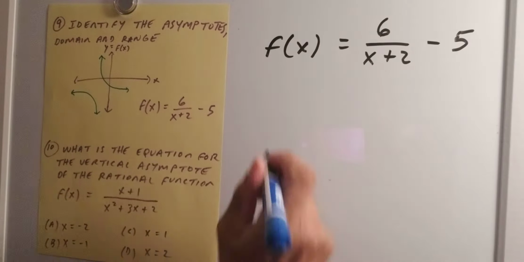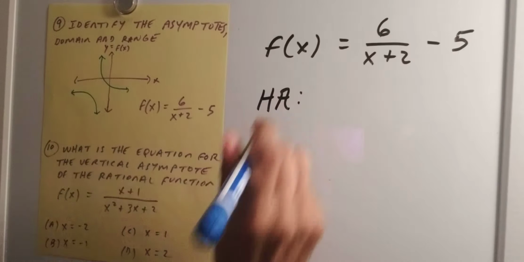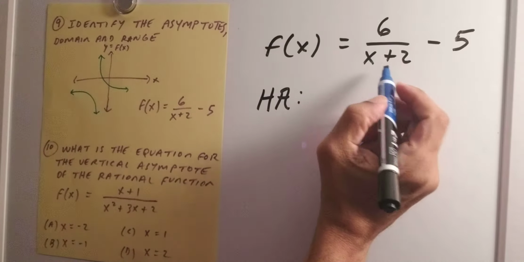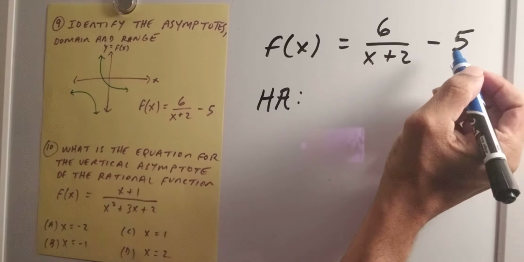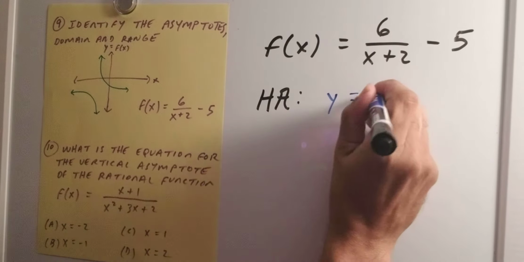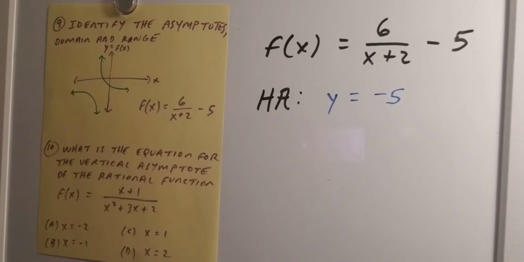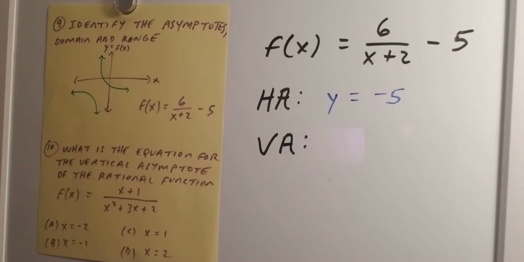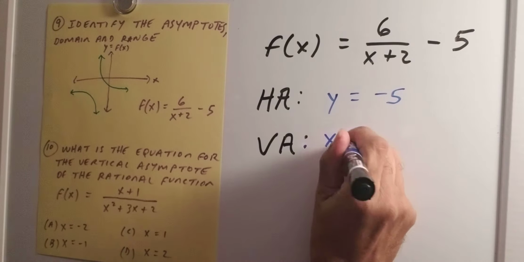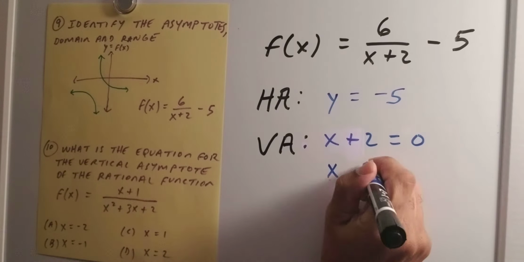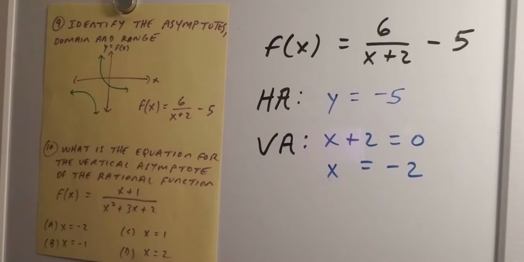We can get the horizontal asymptote. We see a shift down of 5. We'll have y equals negative 5. And we can get the vertical asymptote. Looking at the denominator, x plus 2 will be restricted at x plus 2 equals 0. So x equals negative 2 is the vertical asymptote.